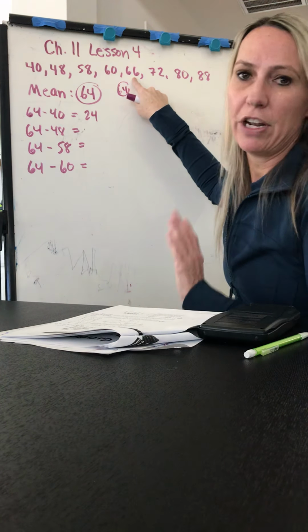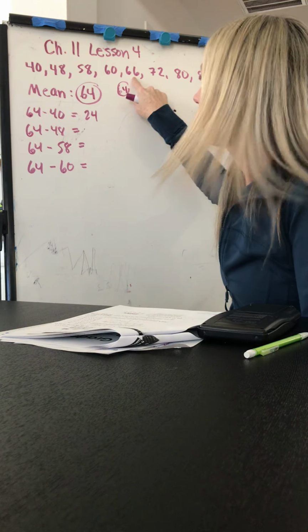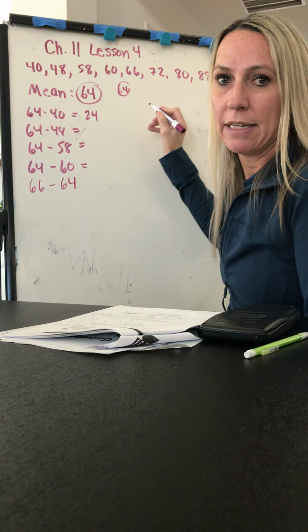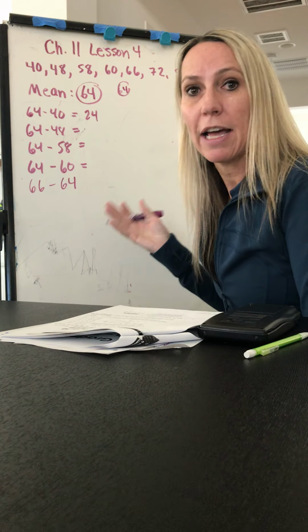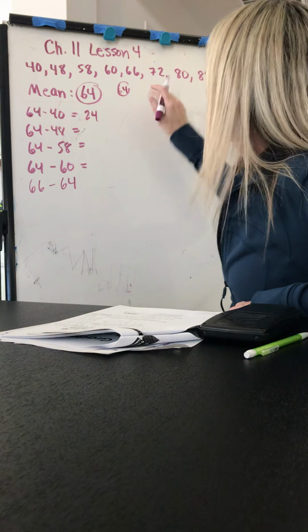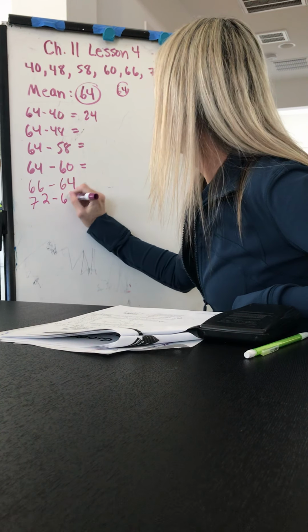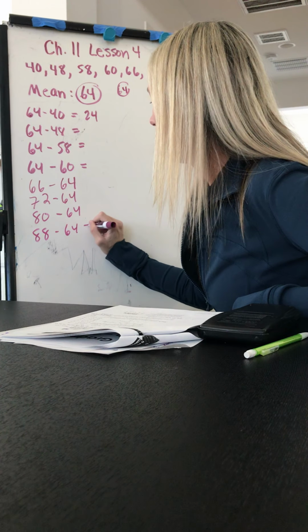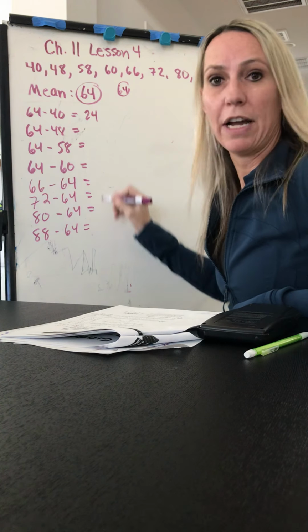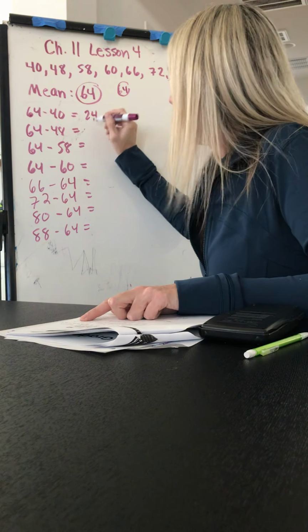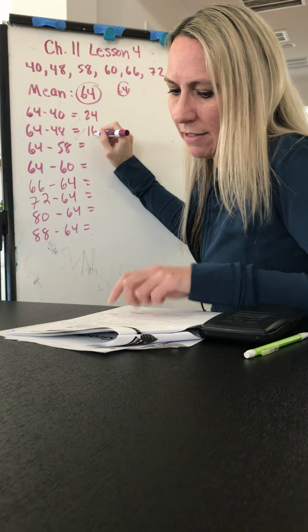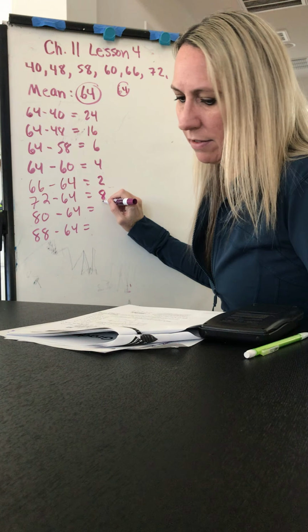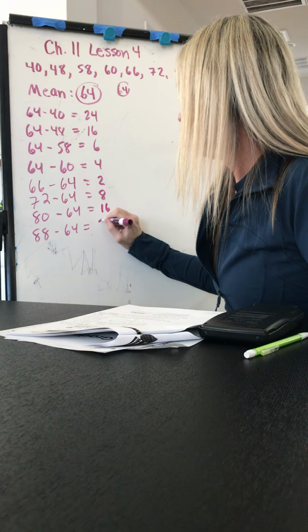So when I get here, if you don't want to deal with negative numbers, you can just switch it around. So then I'm going to do 66 minus 64. As long as you're just subtracting them, it doesn't matter which way. It's all going to be positive at the end because we're doing absolute value of all these. So then we have 72 minus 64, 80 minus 64, and 88 minus 64. And then we're going to find all of the differences here. So you have 24, 16, 6, 4, 2, 8, 16, and then 24.